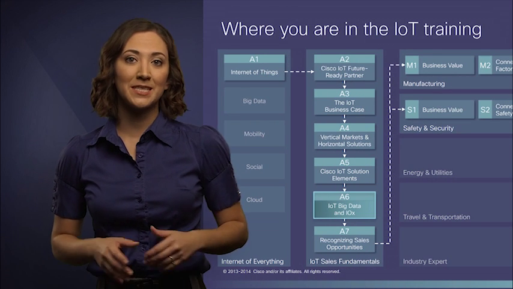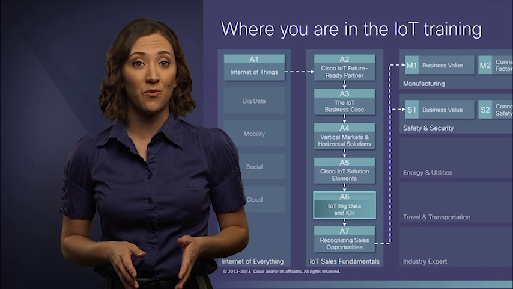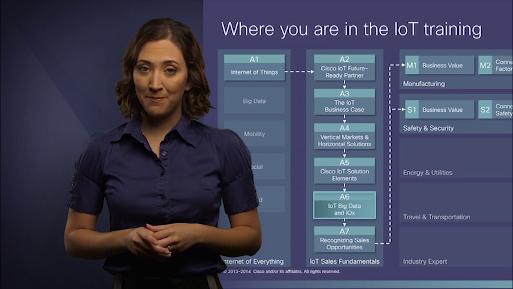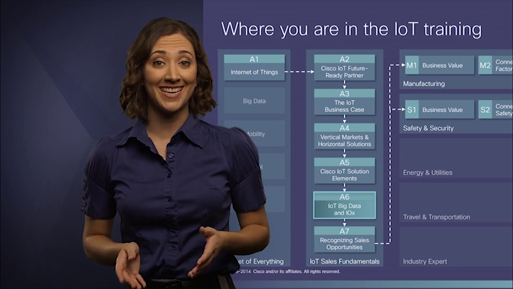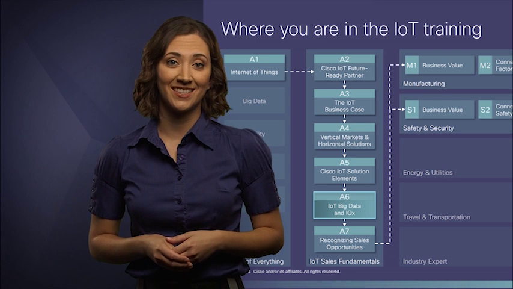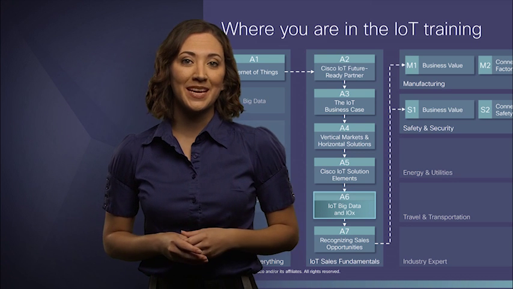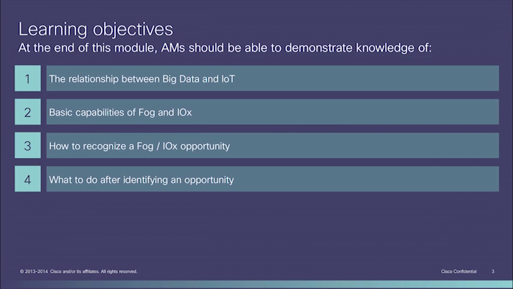Before continuing, please make sure that you have completed modules A1 through A5, which provide background information useful for understanding this module's content. At the end of this module, account managers should be able to demonstrate knowledge of the relationship between big data and IoT, the basic capabilities of FOG and IOX, how to recognize a FOG IOX opportunity, and what to do after identifying an opportunity.